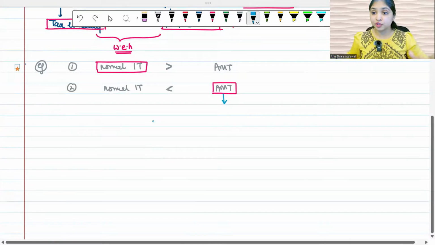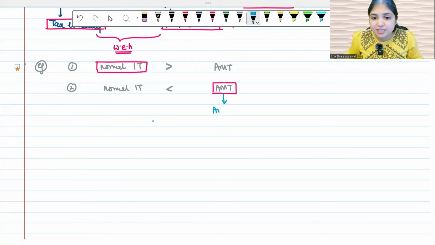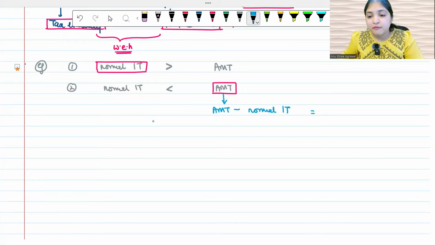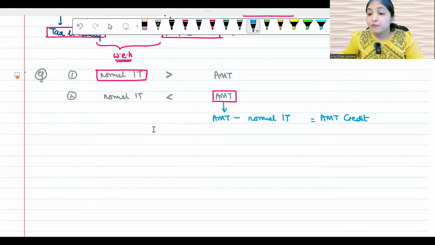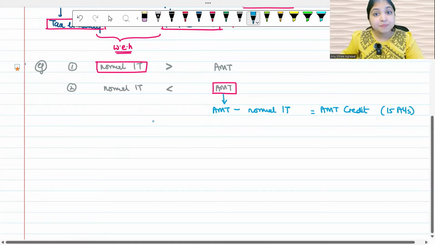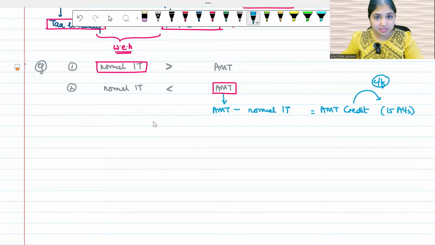What is the special provision? The special provision is that we will have to see the difference between this AMT and normal income tax. This difference between these two numbers, we will call this AMT credit. This AMT credit will have a life of 15 assessment years. In simple words, this AMT credit can be carried forward for 15 assessment years.